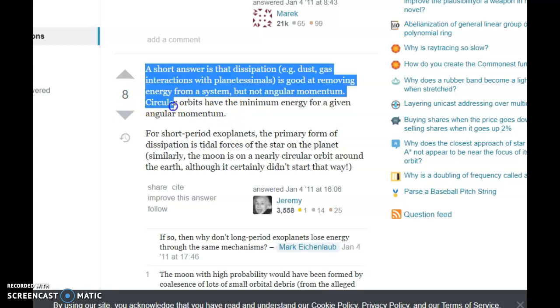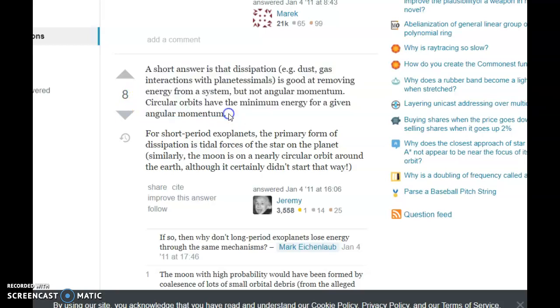And again, it probably goes back to this particular statement here. Circular orbits have the minimum energy for a given angular momentum. Angular momentum is kind of like how something rotates. And it's also called the ice skater effect. You know, the ice skater is pulling her arms in, and then she rotates faster. So it has to do with that.